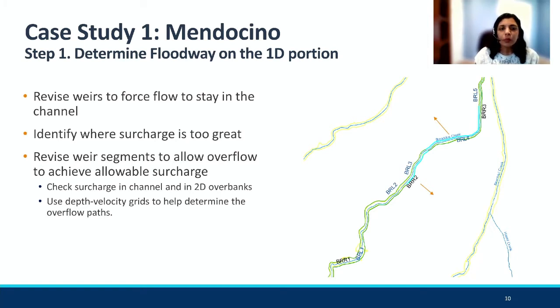In order to determine the potential overflow paths, we used the depth velocity maps, which are generated in RASMapper from the 1D 2D analysis. And this process of determining the overflow paths while checking the channel and overbank surcharge criteria requires some iteration. And once we have successfully met the surcharge criteria, we can go to step 2.